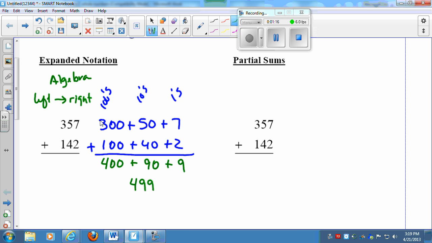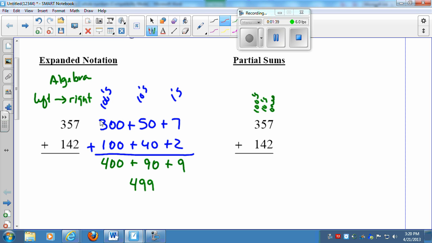Now this is not the most efficient way to do a problem. We're going to shortcut it a little bit with this idea of partial sums. Partial sums bridges us to algebra, and you'll see in future lectures on how that works. Once again, I'm going to take my hundreds and add them together, my tens and my ones. So if I add these from left to right, notice I'm saying 300 plus 100, not 3 plus 1.